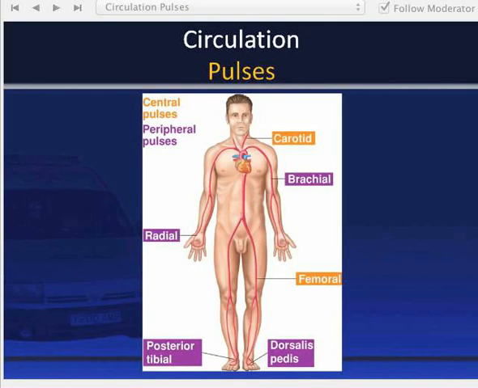When assessing a responsive adult or a child 1 year of age or older, first check the radial pulse of the wrist. Use the carotid artery in the neck to check the pulse of an unresponsive adult or child greater than 1 year of age. Feel the brachial pulse in the upper arm in an infant. Feel pulse for at least 5 seconds, but no longer than 10 seconds.